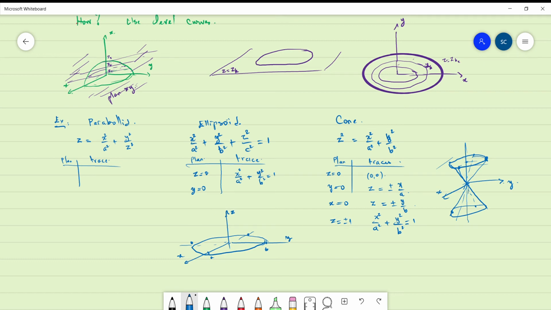So you will have an ellipse again, x²/a² plus z²/c² equals 1. You will have the distance c here, two points and the other ones, and you will get the trace. And then the last one, when you take x equals 0, you will have another ellipse, y²/b² plus z²/c² equals 1. So we can join these points, and like that you get the global shape of your ellipsoid.